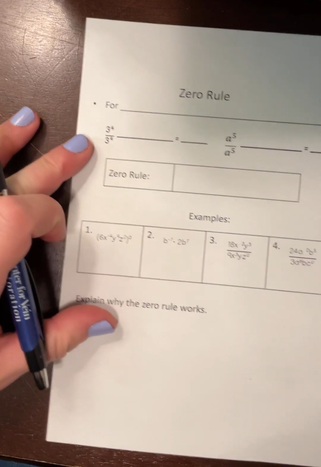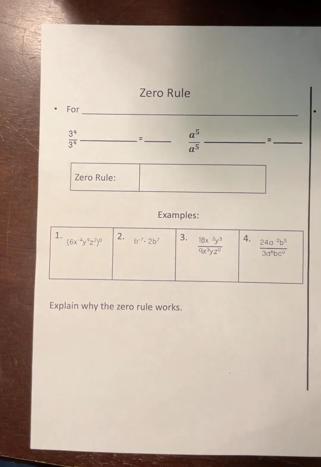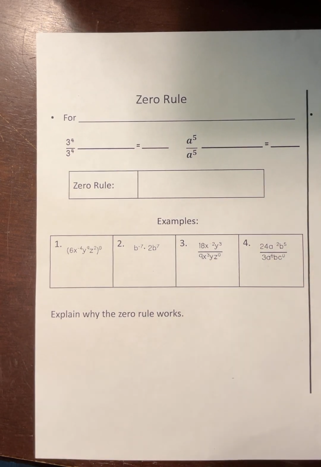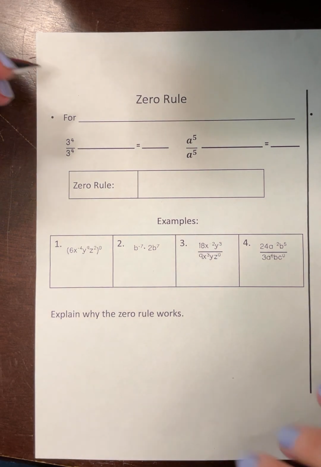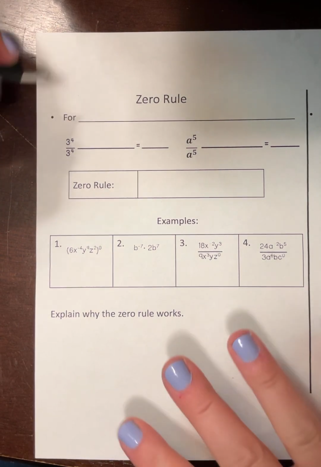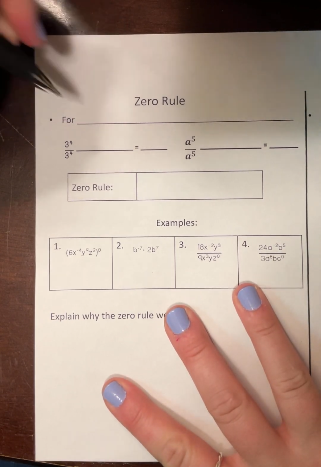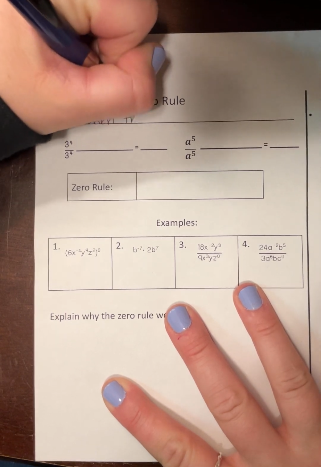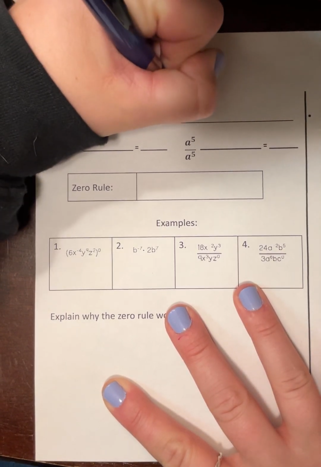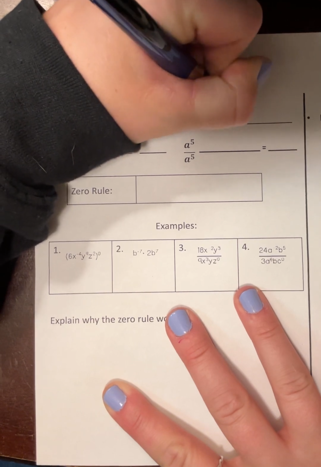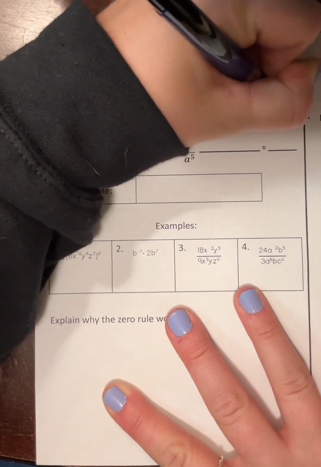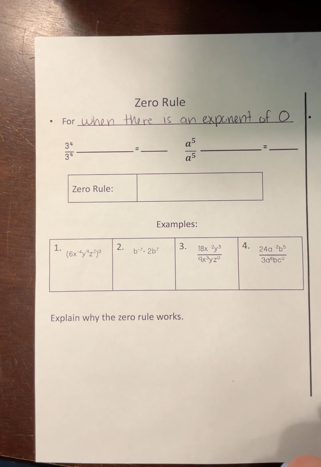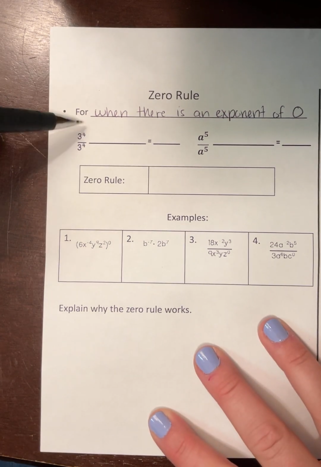All right. Next rule is our 0 rule. This one's really nice because it's super easy. Okay, so we're going to talk about why it works. We're going to talk about how it works, and then we'll be good to go. So the 0 power, or the 0 rule, is for, this is not the best way to write this, but it's the best thing I'm coming up with, for when there is an exponent 0.